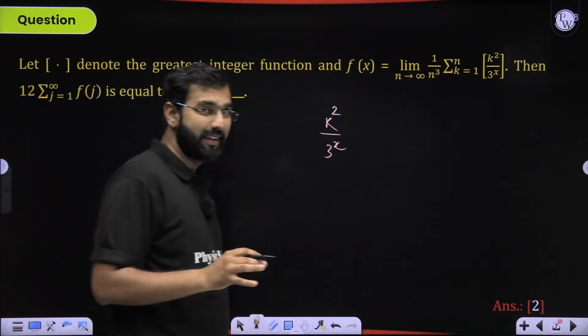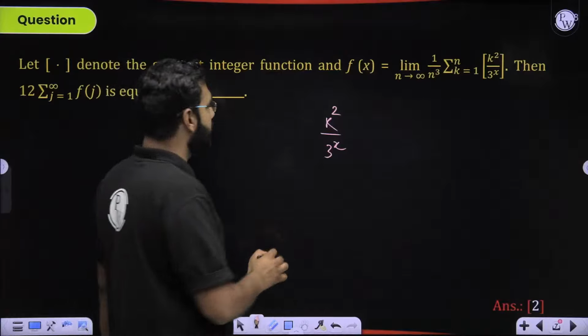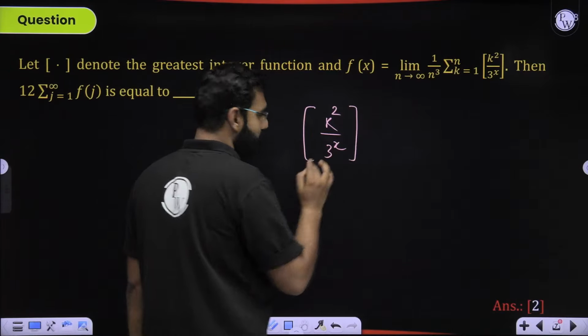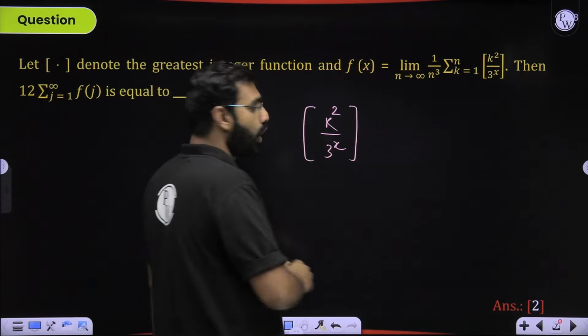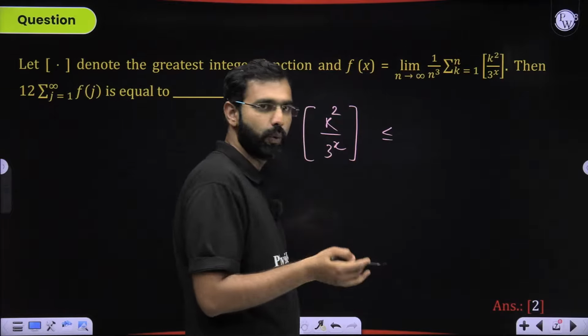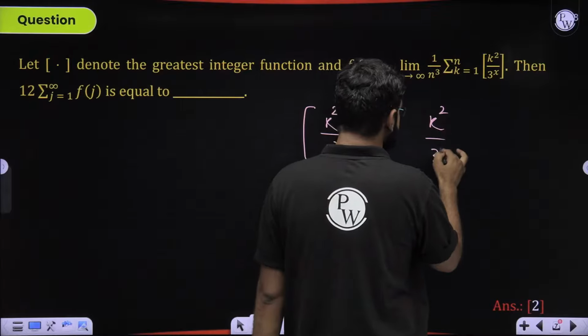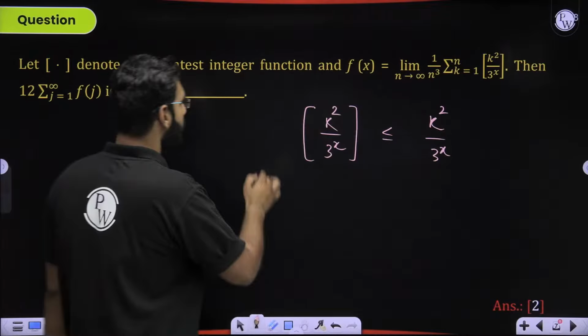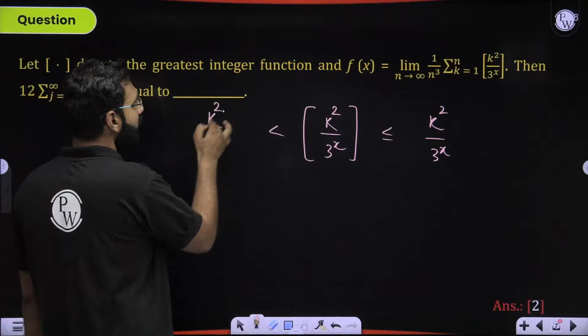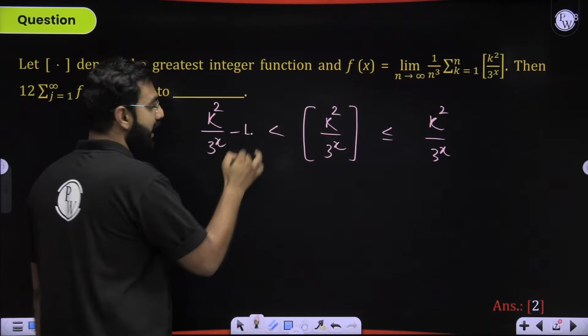We know that any number's GIF is always less than or equal to the number, which is k square by 3 to the power x, and greater than the number minus 1. I hope you remember that. I need not explain that part. We have discussed this particular part in our rank booster series as well.